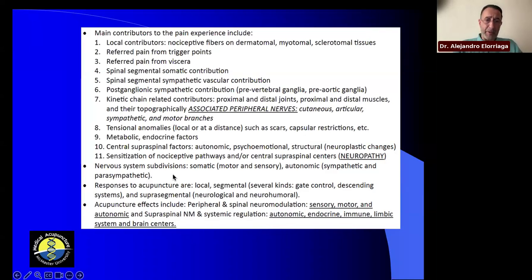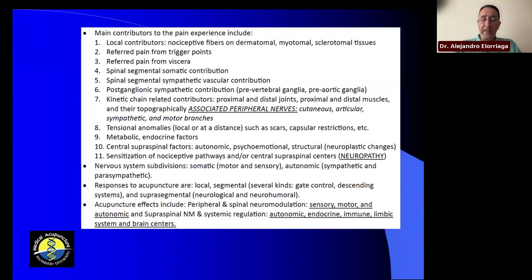To finish the summary, we also discussed the different subdivisions of the nervous system: the somatic nervous system, which is the one we have more access to, the somatic and the sensory. The sensory is very complex because it has exteroception, interoception, proprioception, plus nociception. And then we have the autonomic, with different types of nerve fibers, with different receptors, etc.